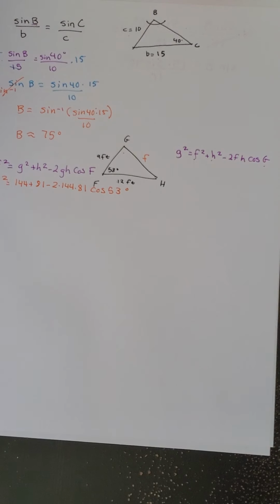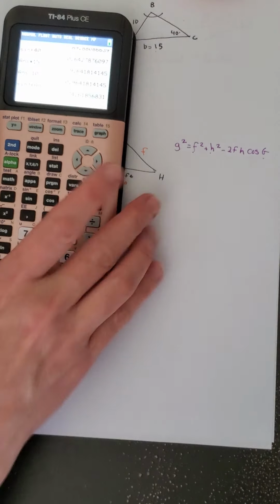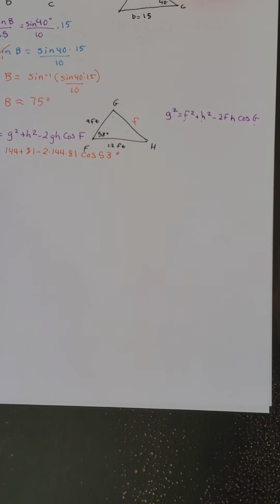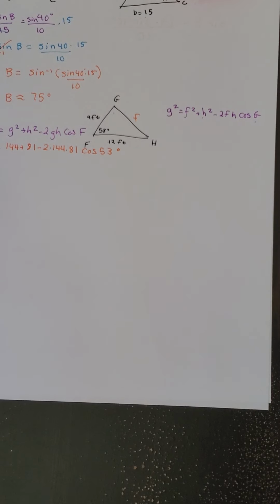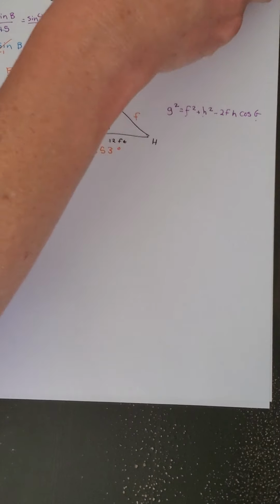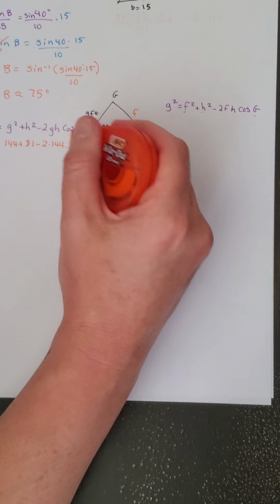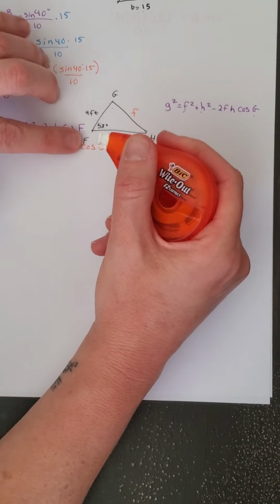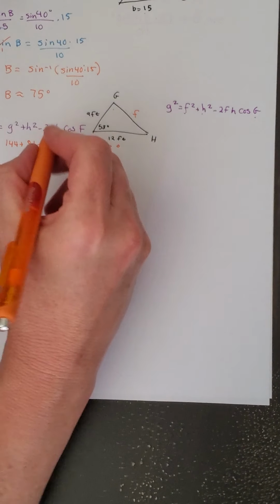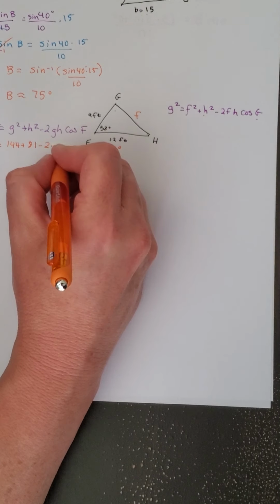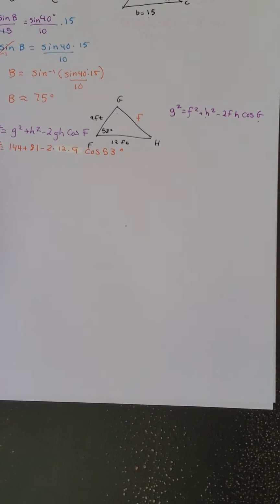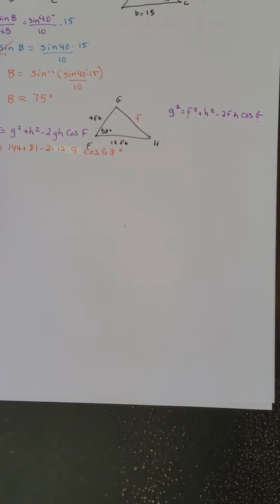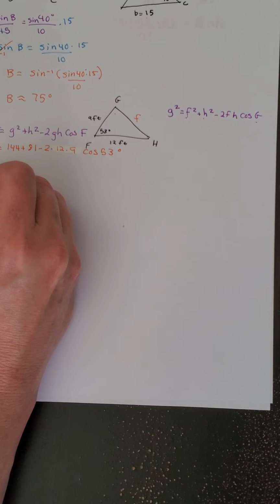I'm going to type this into my calculator. So 144 plus 81 minus 2 times 140. Oh, whoops, my bad. I see what I did right here. Those are not squared, but I caught it just now. It's 2 times g and h, which are 12 and 9. We'll try that again. So it'd be 2 times 12 times 9, and then times cosine 53.